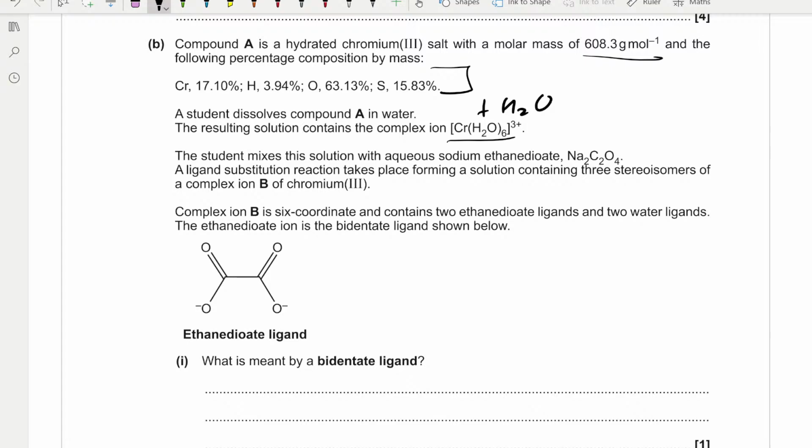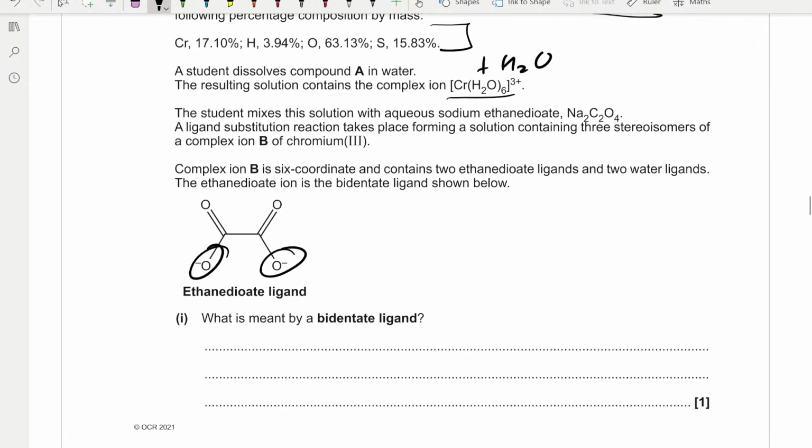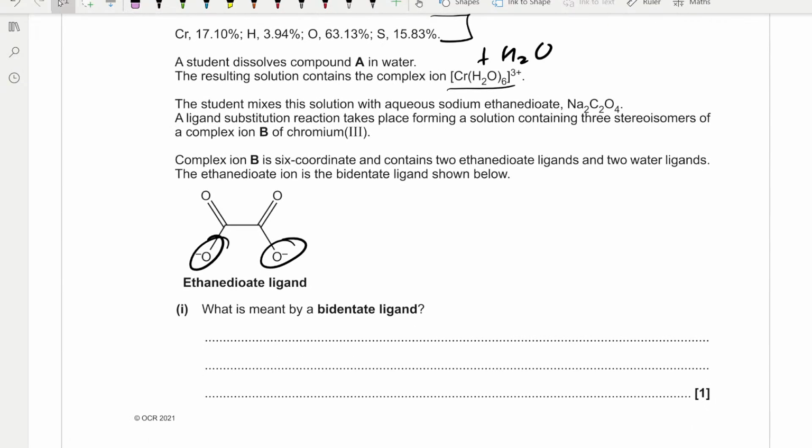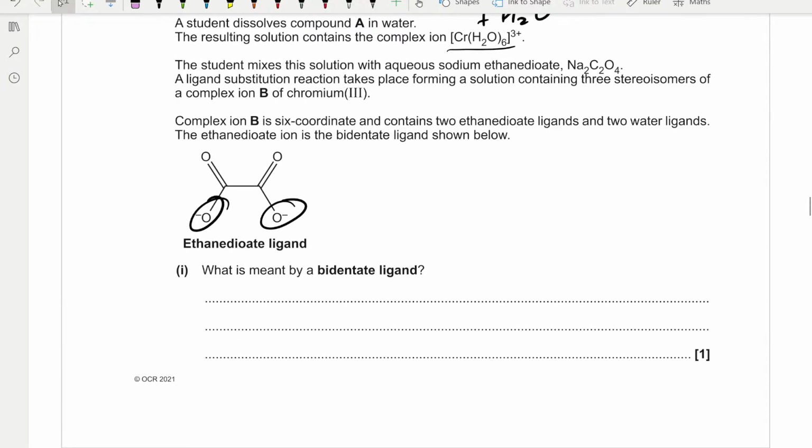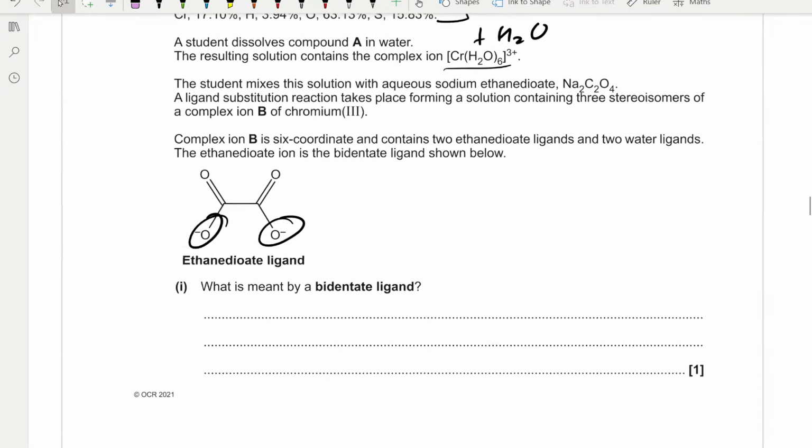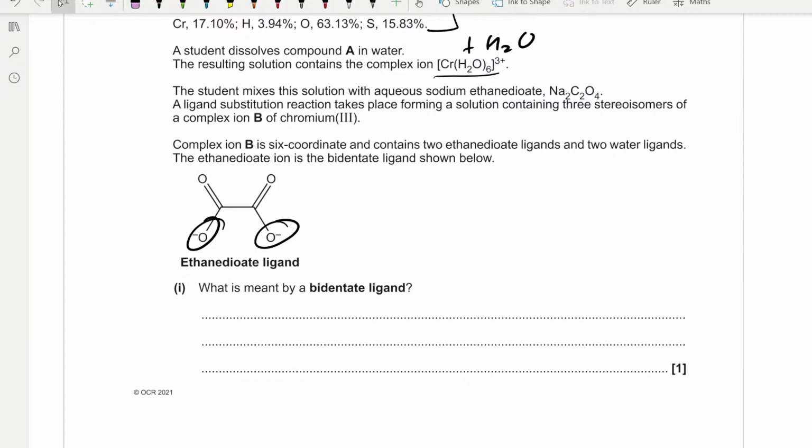And we've got our ethanedioate coming in, which we know is a bidentate ligand because it has these 2 oxygen negative ions which can form coordinate bonds to our central transition element. So our bidentate ligand, how do we define that? Well, a bidentate ligand donates 2 electron pairs to a metal ion.